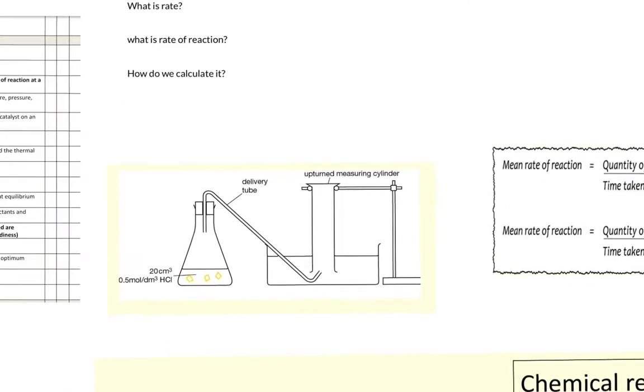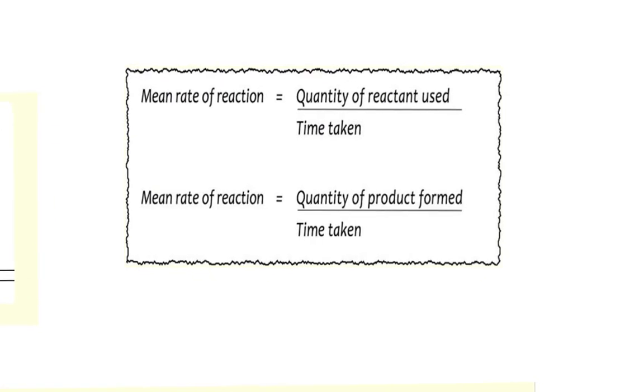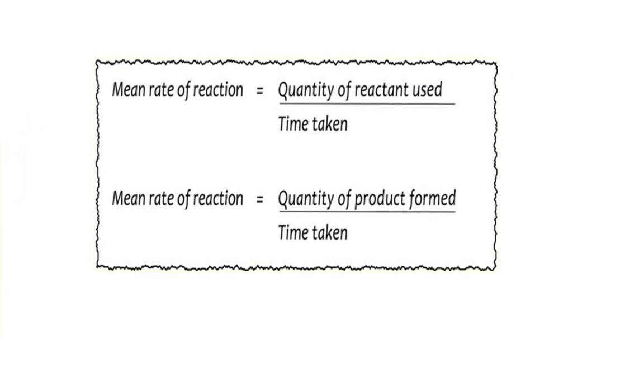Now let's look at how we calculate rate of reaction. There are 2 equations that we can use that I have alluded to previously. Mean rate of reaction can be defined as either the quantity of reactant used divided by the time taken, or the quantity of product formed over the amount of time taken for this to be formed. Now these 2 are mean rates of reaction. I will talk to you in a bit about how to work out the specific rate of reaction at a given point.